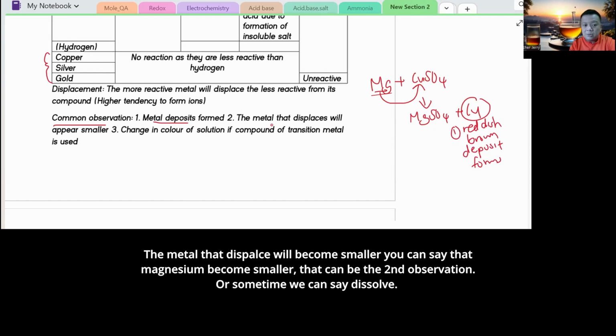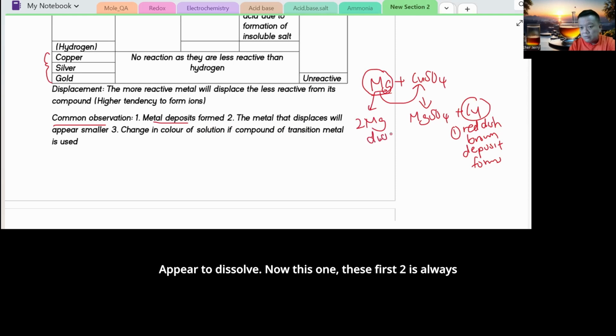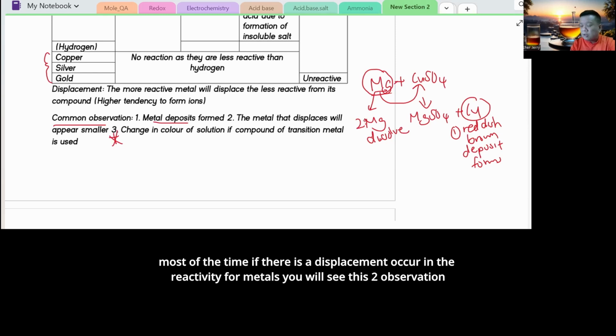The metal that displaces will become smaller. So we can say that magnesium becomes smaller. That can be a second observation, right? Or sometimes we can say it appears to dissolve. Now, this first two, most of the time, if there's a displacement occurring in the reactivity for metals, you will see these two observations.